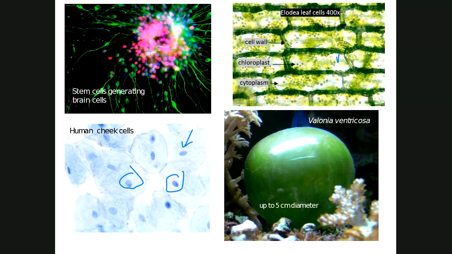It's not going to be a vacuole because this is an animal cell. These are cheek cells. There you go, that's the nucleus. So you'll be able to see your nucleus under the microscope. That'd be cool.